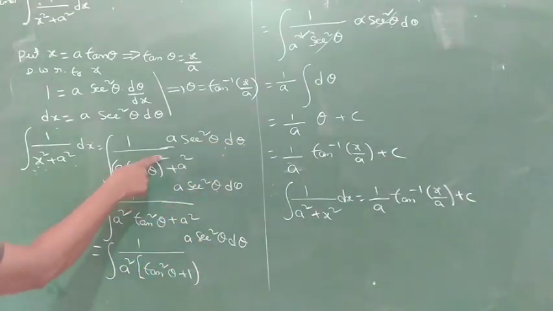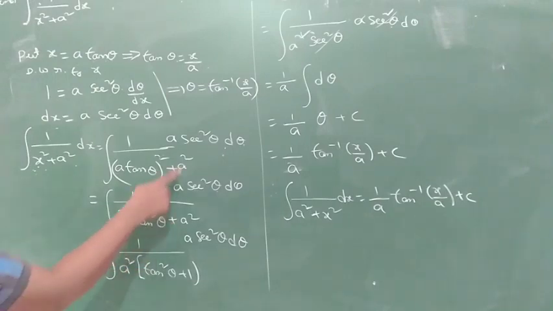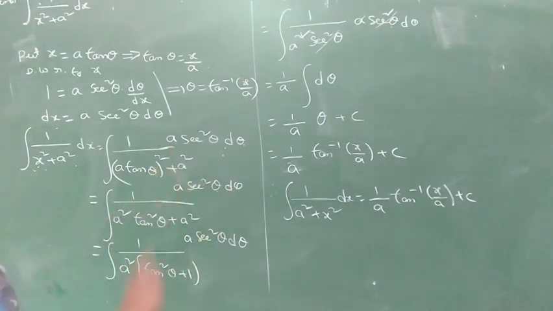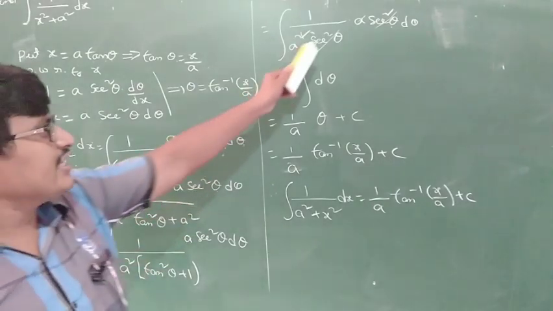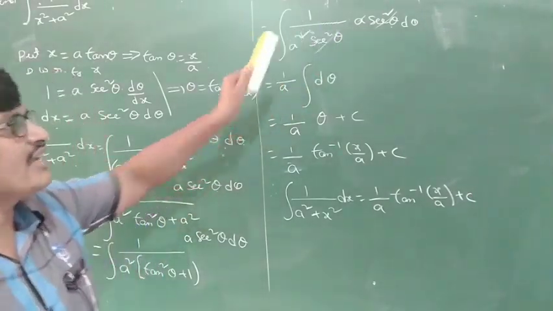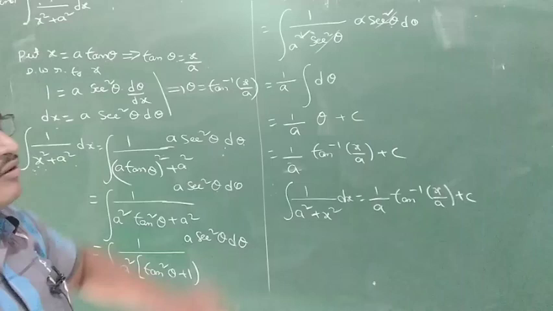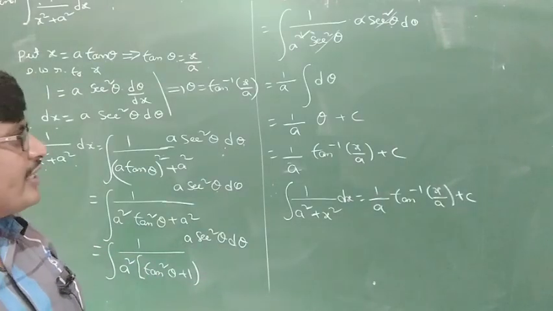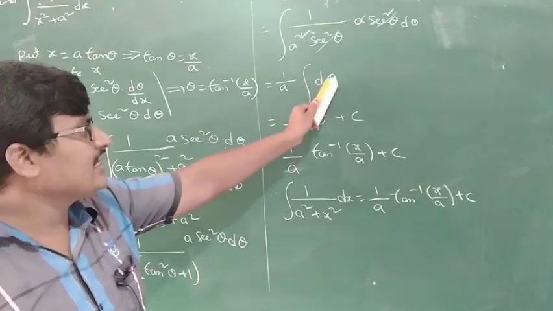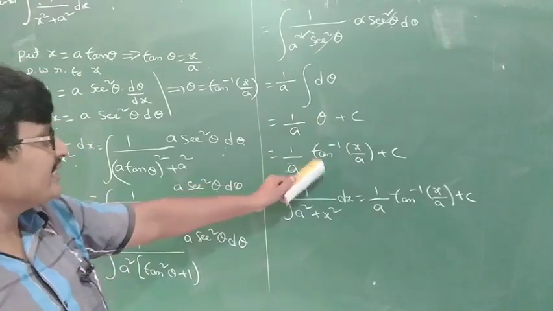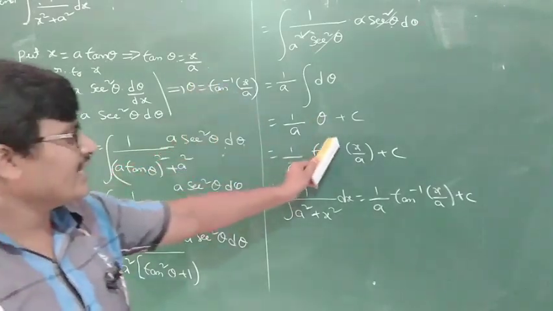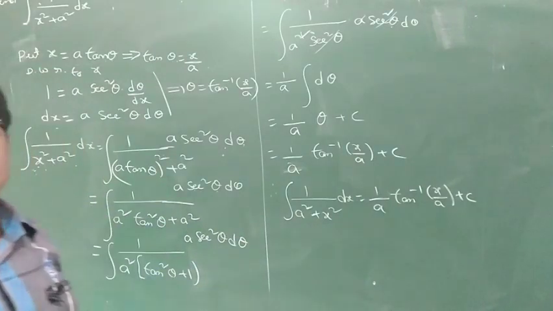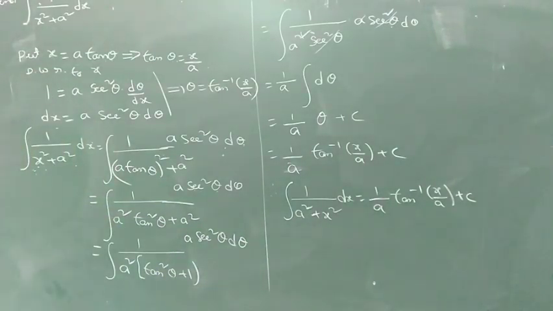So a tan theta whole square is a square tan square theta, plus a square, into a secant square theta d theta. So a square is common. Tan square theta plus 1 is equal to secant square theta. Secant square cancels, a square cancels with a, leaving 1 by a as a constant to separate from the integral. So the integral of d theta is theta. What is theta? Theta is equal to tan inverse of x by a. This is all.